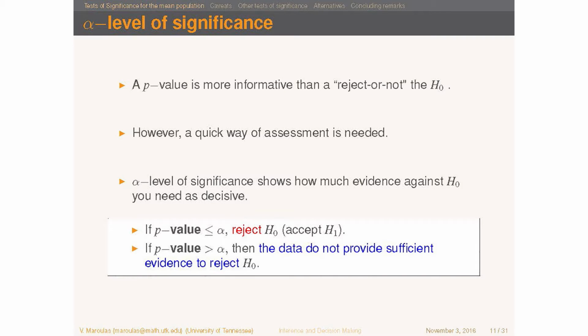Of course, the p-value is more informative than just a reject or not the null hypothesis. Actually, you get more information if you really analyze it. Okay? So I understand, though, as managers or practitioners, we would like our paper to get accepted and not rejected, of course. So you would like to show a quick way of assessment. And this is what we compare with the alpha level of significance. So this is basically the borderline that you draw for whether something is accepted or rejected.